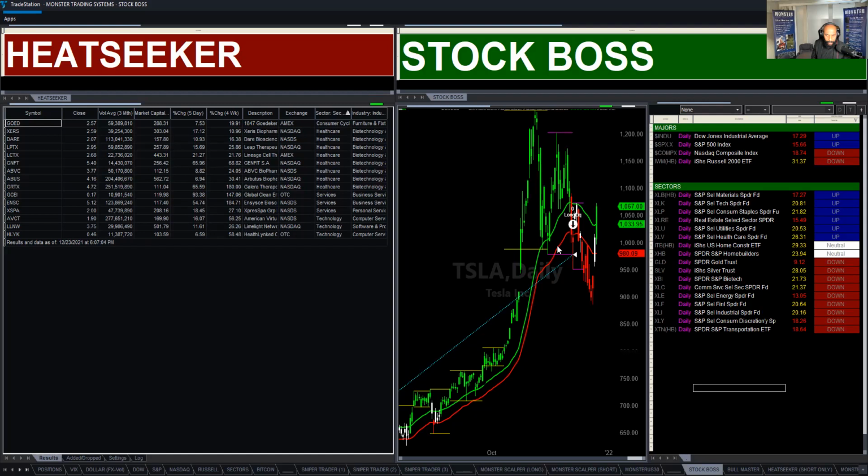Any other stocks, Cam, you're looking at, or anyone else? How about Qualtrics, XM something? What's the symbol? XM or something. You said X?